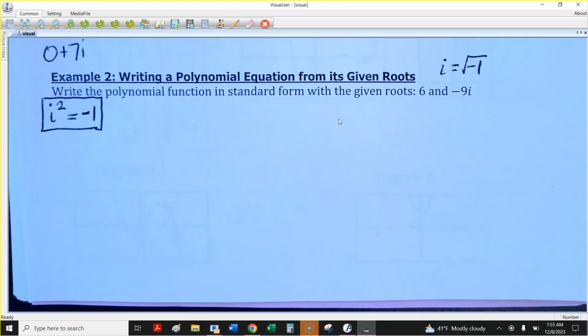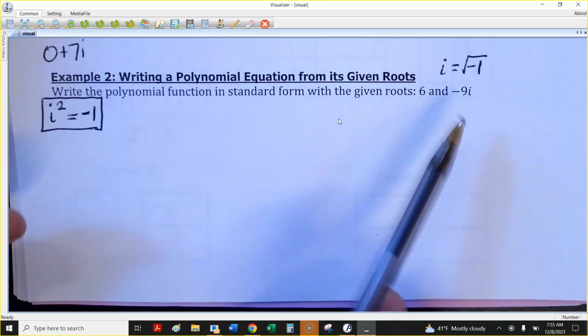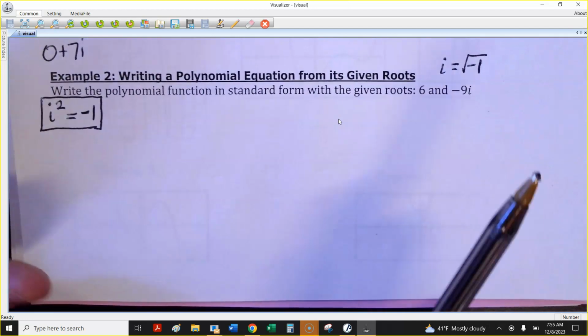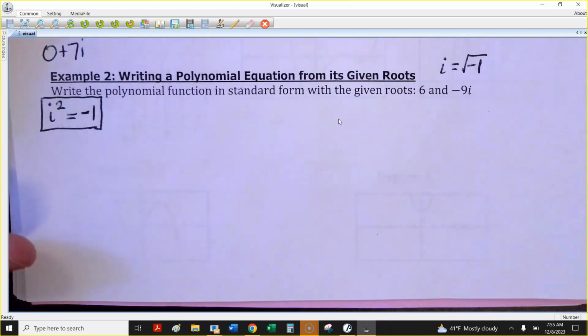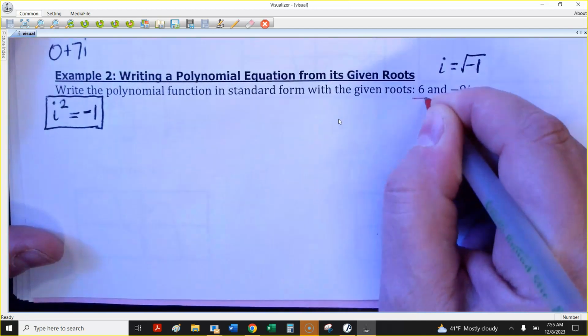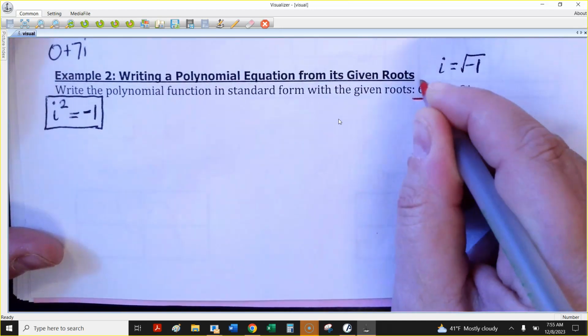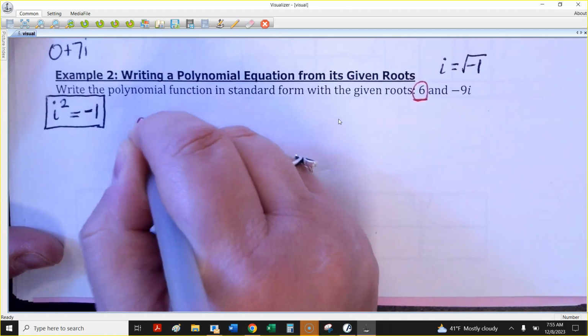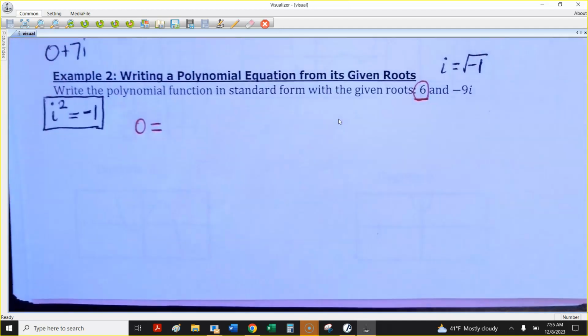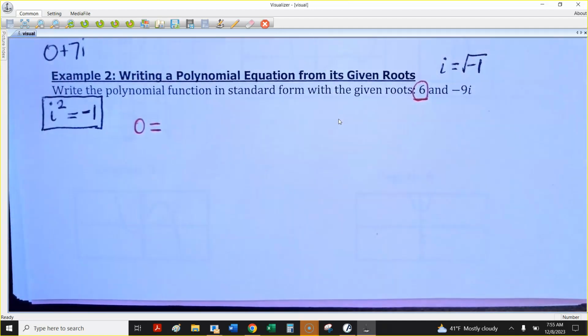So I'm going to write this polynomial. We'll eventually do it in standard form, but we're just going to do factored form first. So one of my zeros or roots or answers, whatever you want to call it, is 6. And what little set of parentheses, what little factor would go with 6 being an answer to my polynomial?